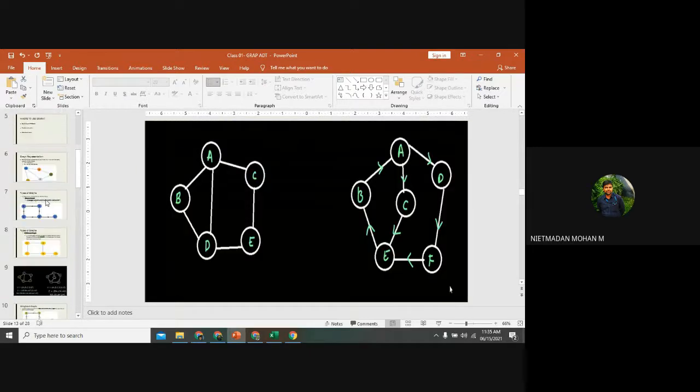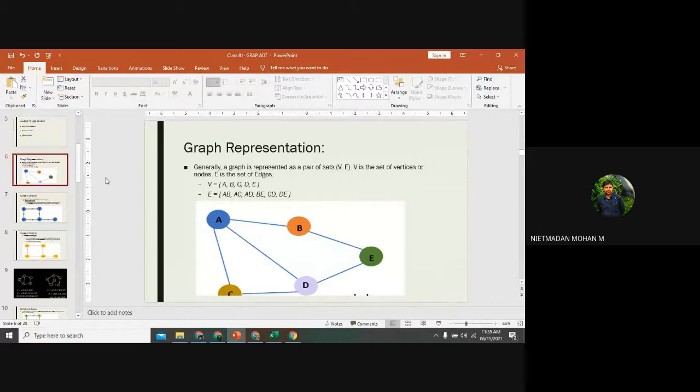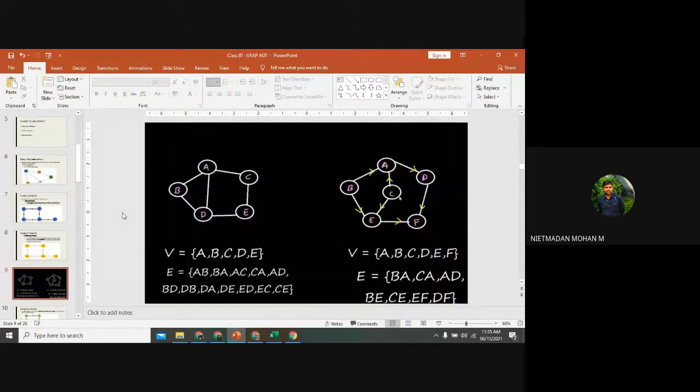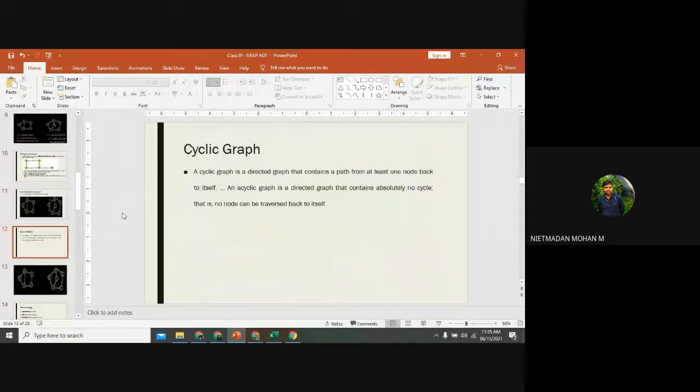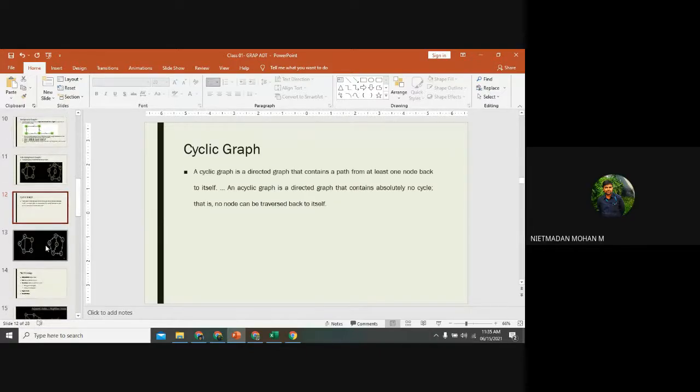So are we clear about these types of graphs? Only 5 types of graphs, I hope so. Directed, undirected, weighted, unweighted, cyclic and acyclic. So 6 types of graphs. Normally we have a lot of types, but in your syllabus only 6 types of graphs are represented. Clear? Yes, sir.